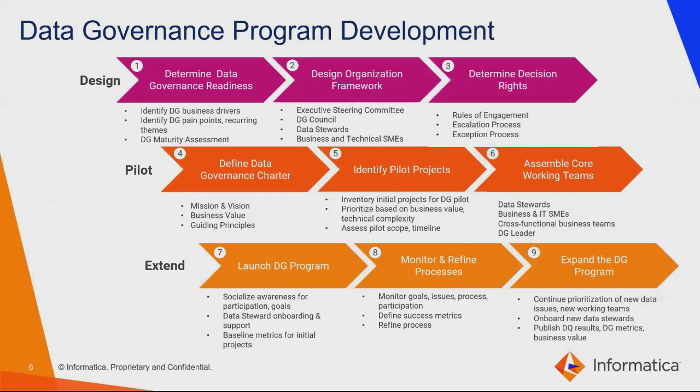And the extension to this program goes into launching the data governance program by socializing awareness of participation and goals with the stakeholders, data steward onboarding and support, and baseline metrics for initial projects. The next step is to monitor and define processes. We have to have monitoring goals, issues, and process participation, defining the success metrics, and refining the process accordingly. The expansion of the DG program to overall mature the stage of data governance is to publish the DQ results, data governance metrics, business values, and add more working teams to expand the data governance program.